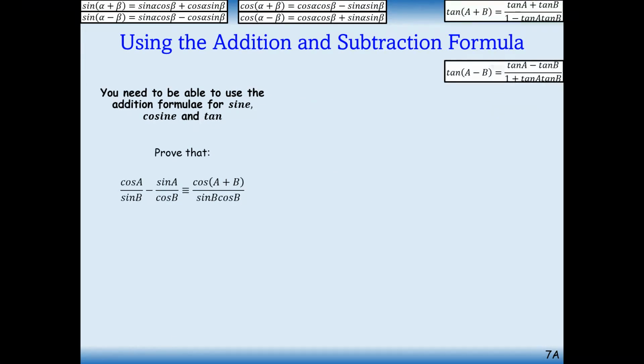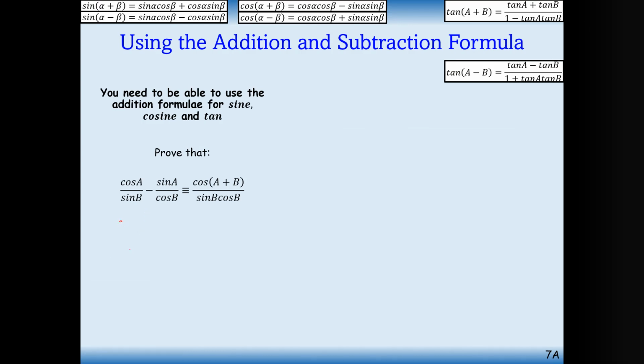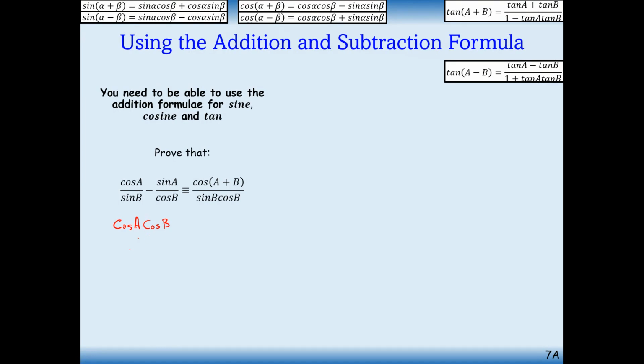We are asked to prove this identity, and we can start from the left hand side. If you want to add or subtract two fractions, you do need a common denominator. So that means that we have to cross multiply, each fraction multiplied by cos b. So cos a here will multiply by cos b, and in the denominator we'll have sine b divided by cos b.